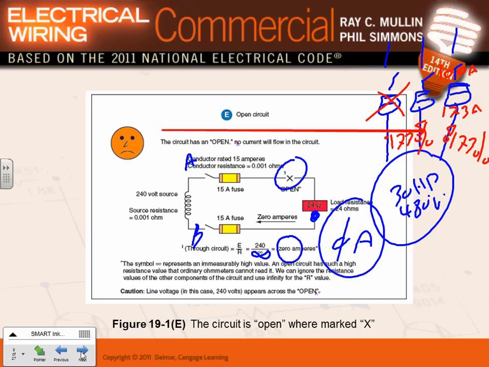Any questions about open circuit? So an open circuit in single phase is not a big deal. Nothing will happen. In a three-phase system, it's bad news because it creates an overload condition. Any comments, any questions about that?